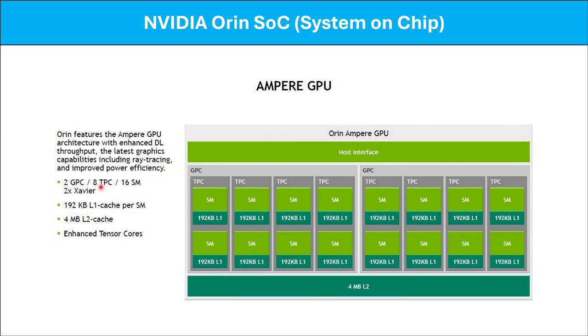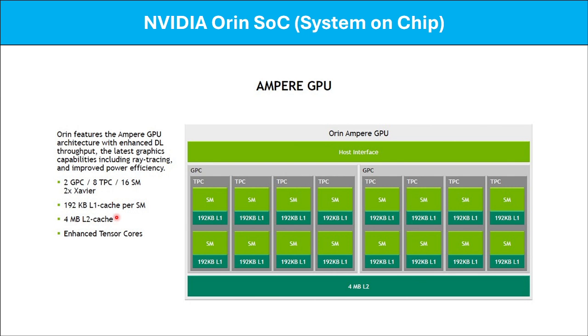So inside of them, those TPCs in total, there are 16 SMs. I'm not sure what this means, 2 times Xavier, maybe some model or whatever. This is the side of the L1 cache, which is dedicated to each streaming multiprocessor. This is the side of it.